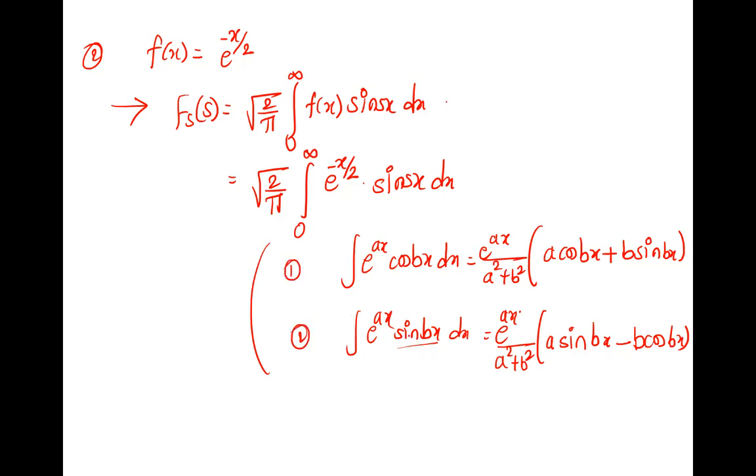So if we compare, what is a? Minus 1 by 2, minus half. And what is b? It is s. So we are applying for this. Let me take it forward. Root 2 by pi, integration e raised to minus x by 2 sin sx dx, 0 to infinity.